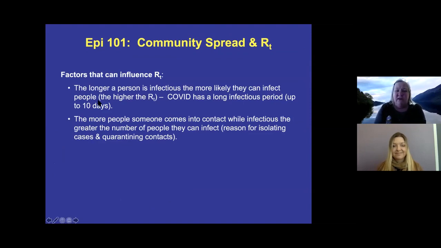So what are the things that we can do to keep this RT down? The longer a person's infectious, the more likely they can infect someone else. And COVID has a relatively long infectious period, and that's something you can't change really. But the more people that someone comes into contact with while infectious, the greater the number of people they can infect. So, and we can alter that. That's something that we can change through different interventions or behaviors.